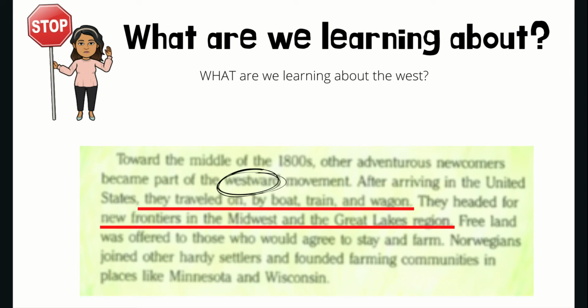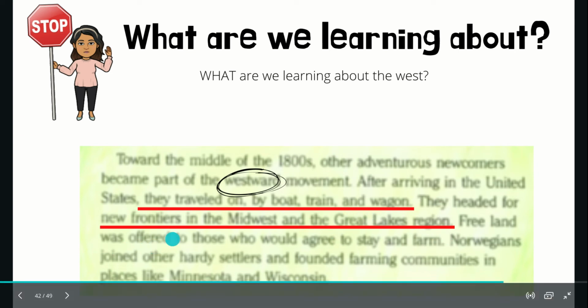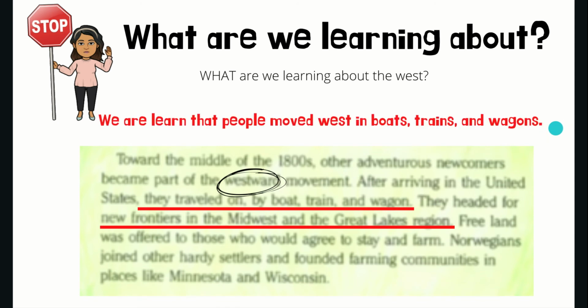But now we need to ask ourselves, what about moving west are we learning about? I know that we read that when they moved west, they traveled on by boat, train, and wagon. That means they were moving to the west part of the United States using boats, using trains, or using wagons. We also learn that they were headed for new frontiers. That means new land in places like the Midwest and the Great Lakes region. So that lets me know that we learned that people moved west in boats, trains, and wagons to find new land. Let's keep that in our heads as we read our next page.